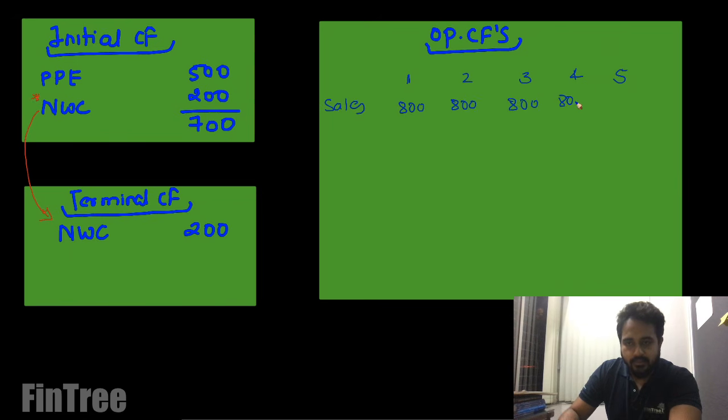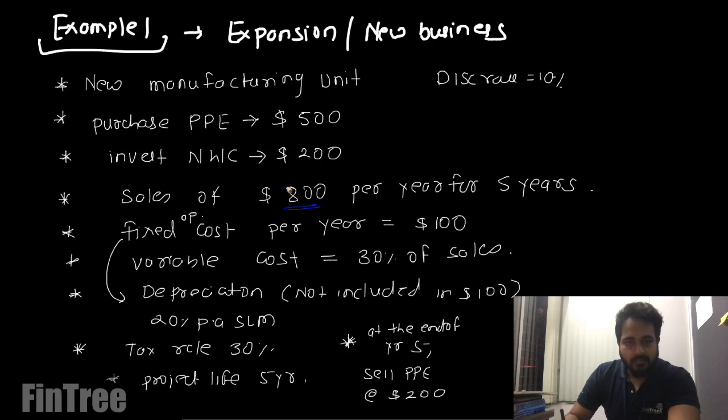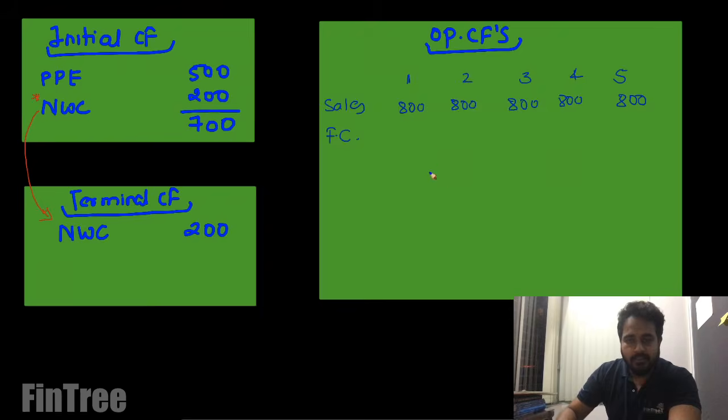800, 800, 800. Then let's take care of the cost. So we will have fixed cost each of the year. How much is that going to be? That is going to be 100. So I need to deduct that fixed cost, right? So let me write that 100 here. I'm writing 100 for each of the year.